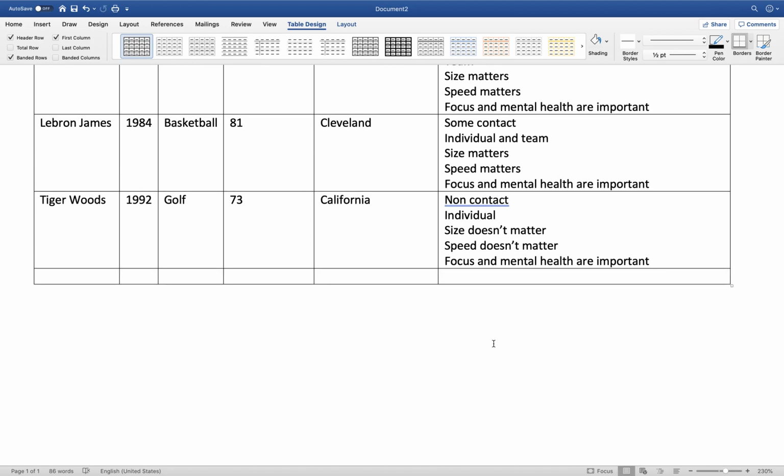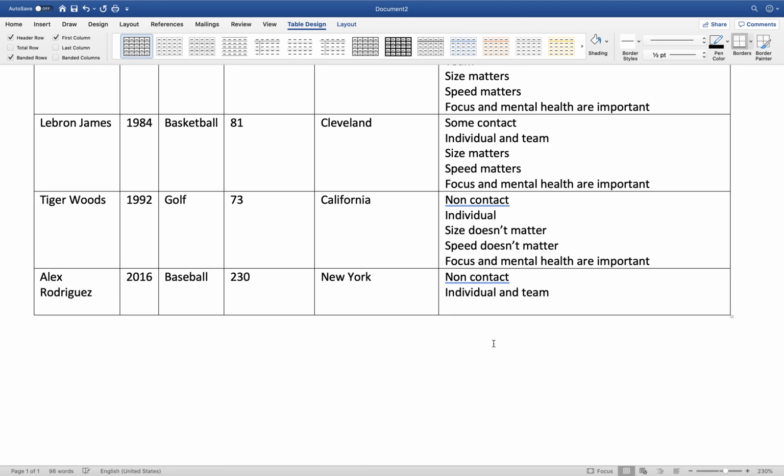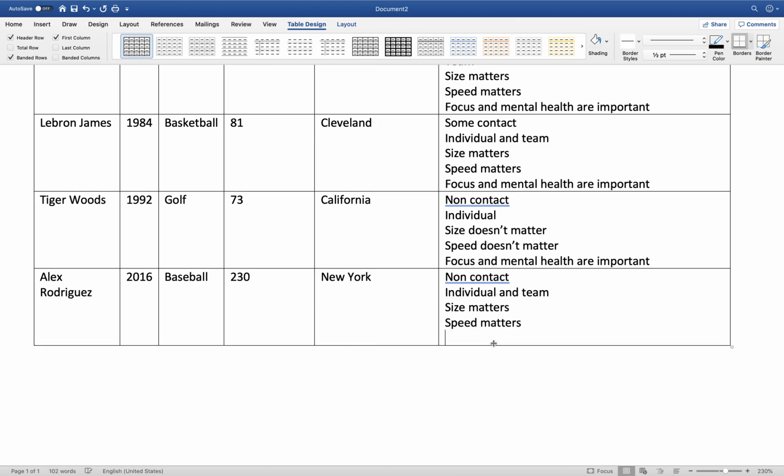The fifth author is named Alex Rodriguez, and he published his article in 2016 on baseball. And he did a quantitative study involving 230 research subjects out of New York. And he finds, or rather his research finds, that people who play sport prefer non-contact sports. They prefer both individual and team sports, believe that size matters, and so does speed. And they also believe that focus and mental health are indeed important.